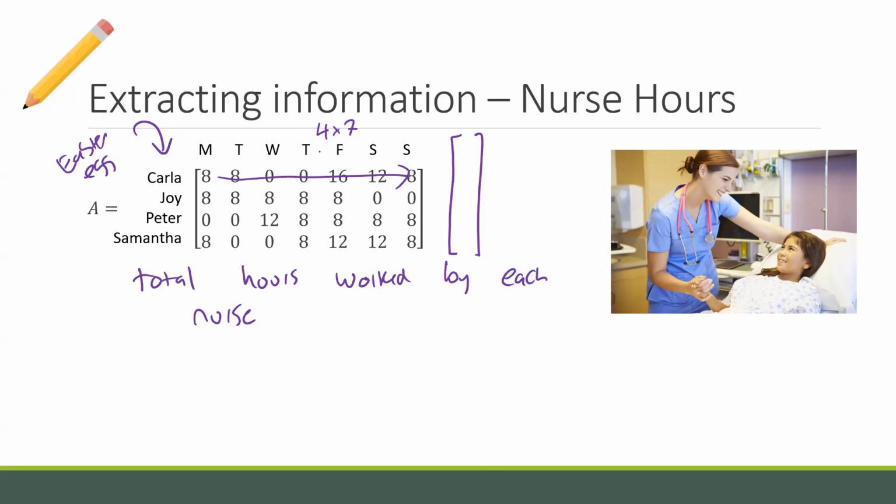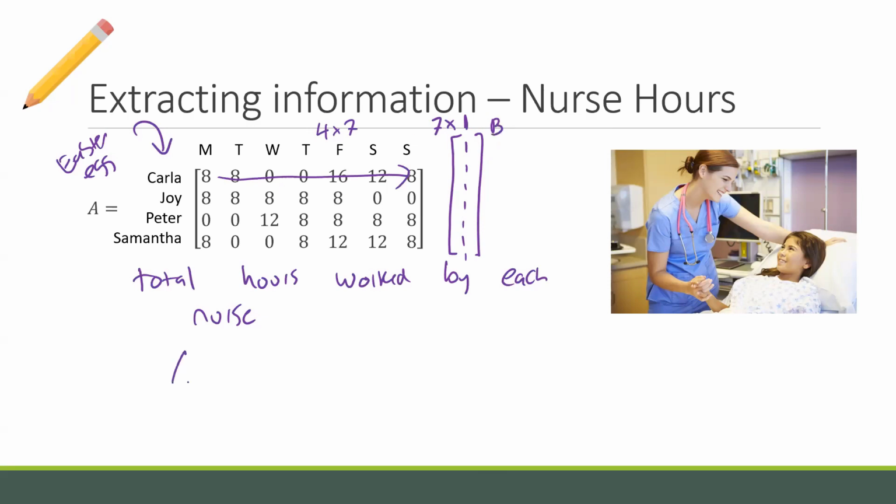This has to be multipliable, so this has to be a something by 1. This has to be a 7 by 1. 1, 2, 3, 4, 5, 6, 7. So if I call this matrix H for hours, or actually no, we better not call it H. Let's call this matrix B.